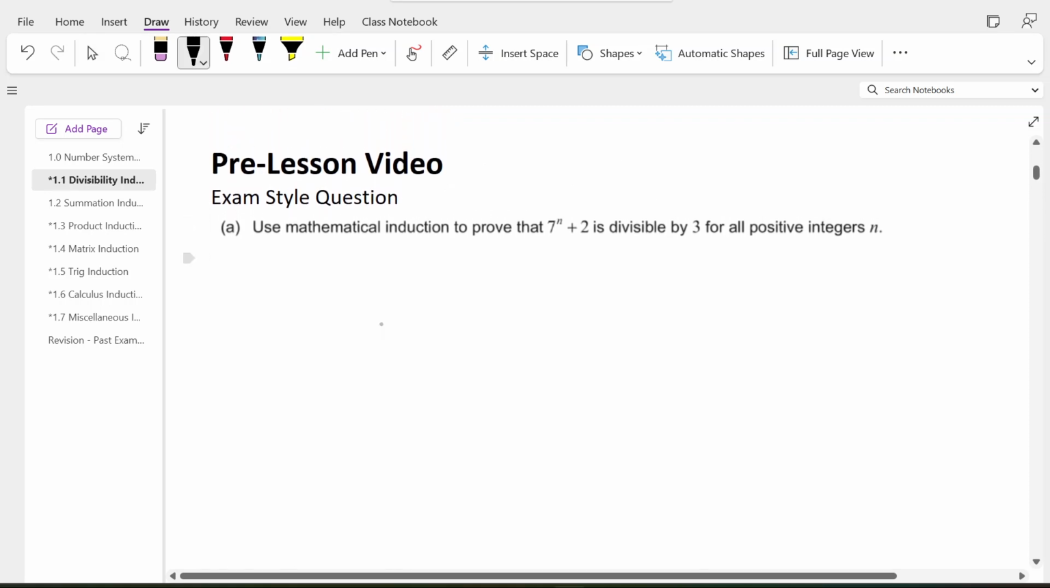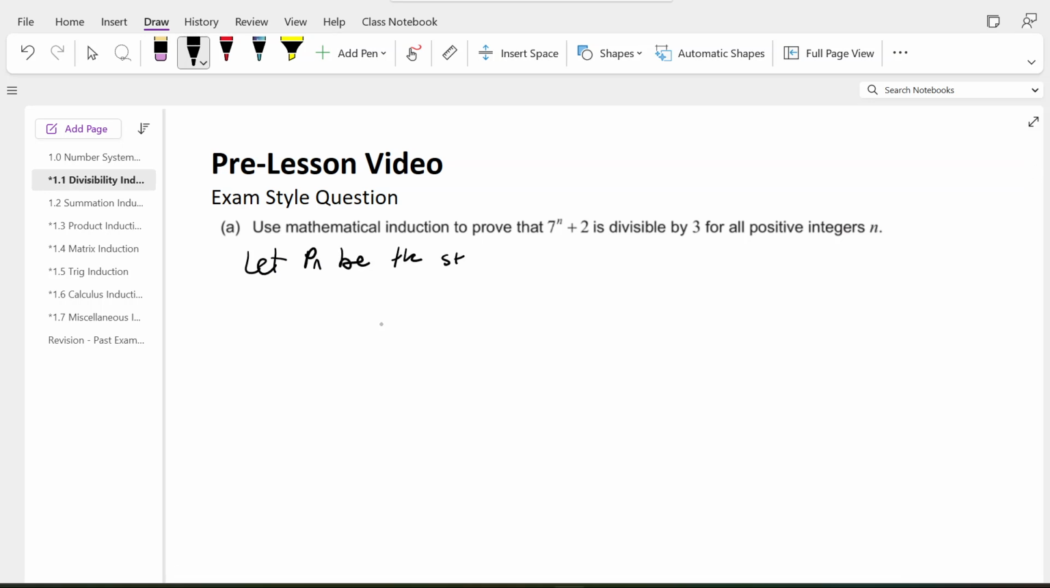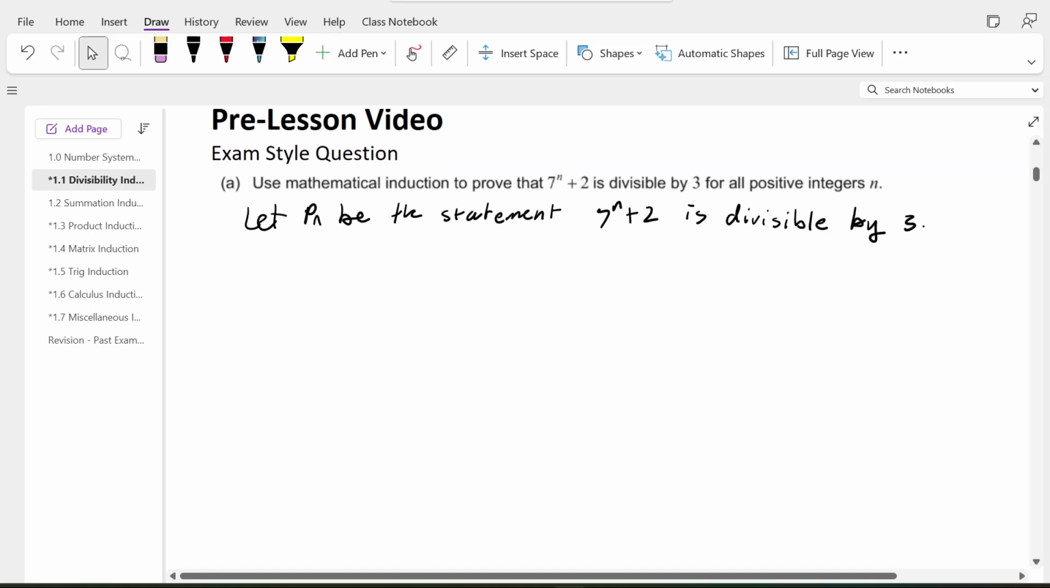Now, this can be a bit annoying, this part, but we do have to start by saying let Pn be the statement. And then we say 7 to the n plus 2 is divisible by 3. Unfortunately, with induction, there is quite a bit of writing involved.